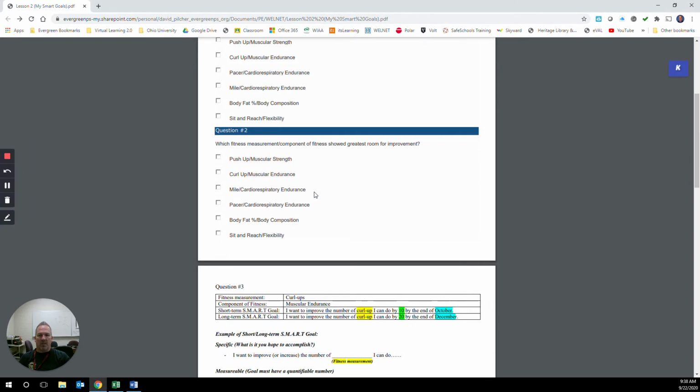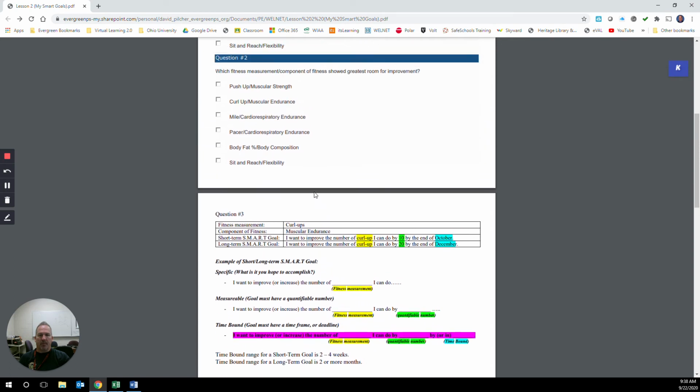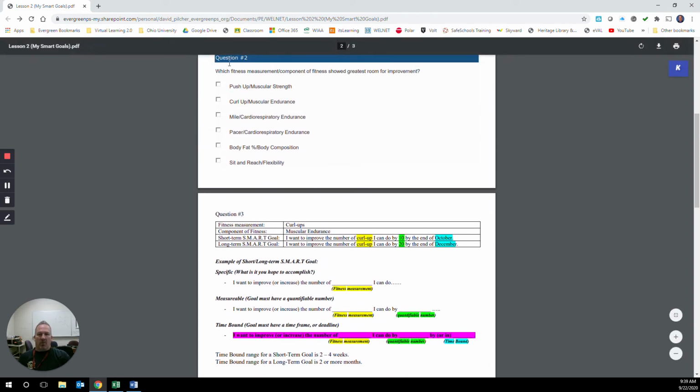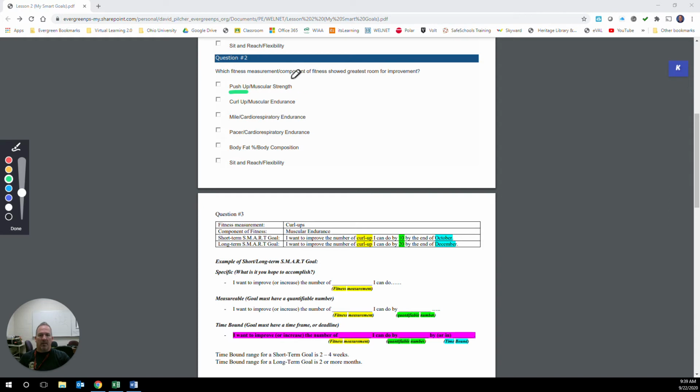So now let's go back to question number 3. And actually, if we'll go up to question number 2, if I look here next to push-ups, right next to it is the component of fitness, which is muscular strength. For curl-ups, the component of fitness is muscular endurance. So now let's go back to question number 3. So my fitness measurement, boom, curl-ups. Therefore, my component of fitness is muscular endurance.